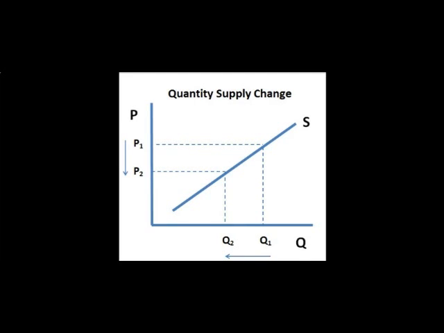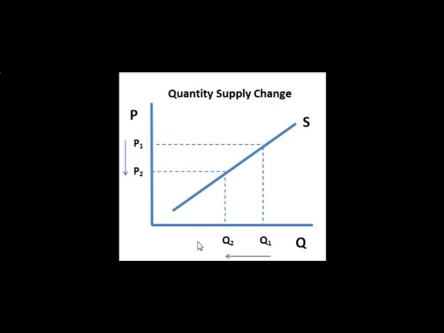Now, notice that at P1, we can follow that out by the dotted lines to our supply line, and then we can follow it down from there to Q1, and we can see the quantity that will be supplied at a certain price. That is a quantity supply. When price changes, if the price drops to a smaller amount, then you'll notice if you look at P2, follow that out to the line, and then follow it down, that brings us to quantity 2.